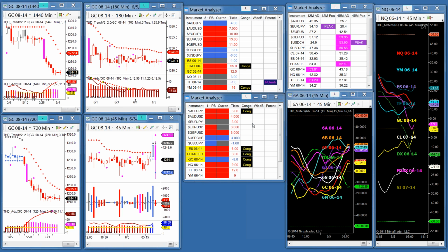The next column tells us whether we are in congestion. Again, if you see gray dots and an ATR below, that tells you you are in congestion because the gray dots are being plotted. So if I wanted to trade a congestion range, then I would look under the congestion column and pick out any market that is in congestion.